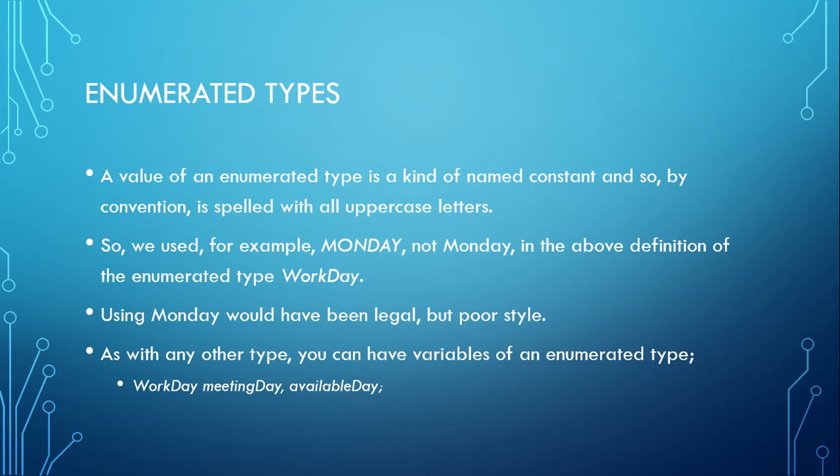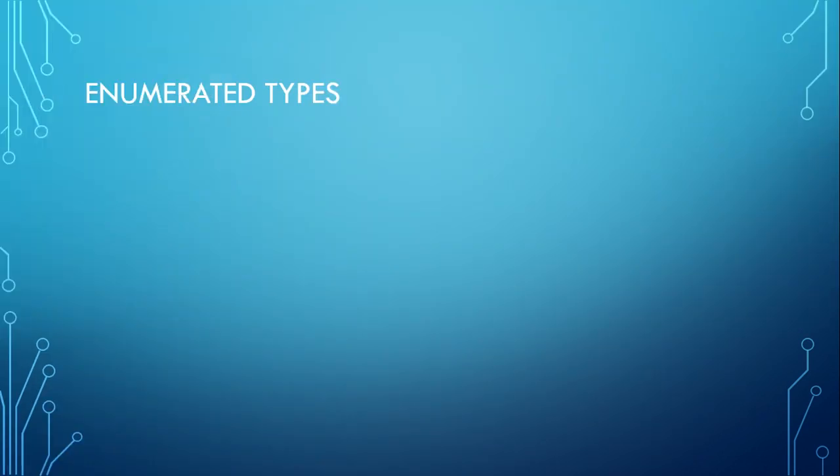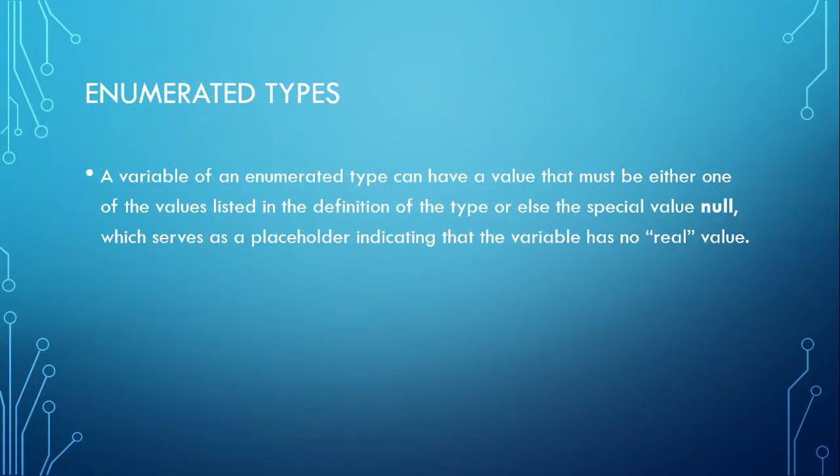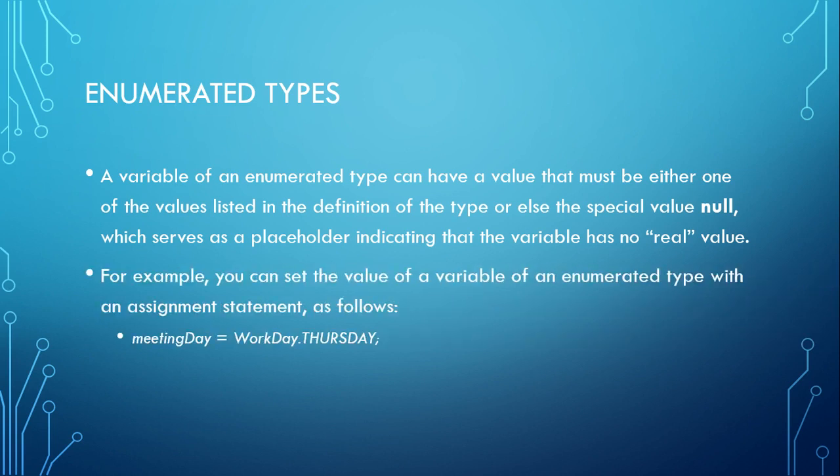As with any other type, you can also have variables of an enumerated type. So WorkDay meetingDay, availableDay. A variable of an enumerated type can have a value that must either be one of the values listed in the definition of the type, or else the special value null, which serves as a placeholder indicating that the variable has no real value. So for example, you can set the value of a variable of an enumerated type with an assignment statement as follows. meetingDay is equal to WorkDay.THURSDAY.